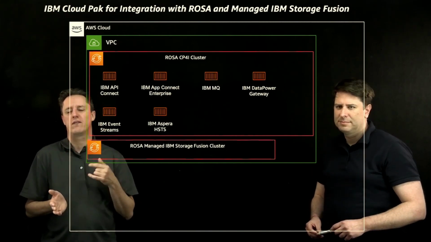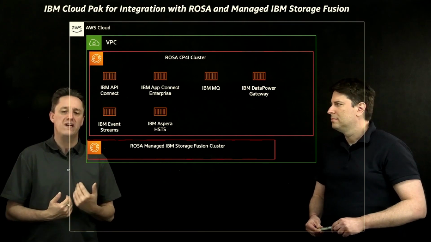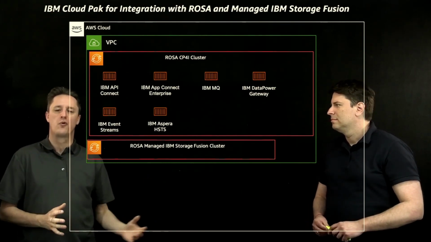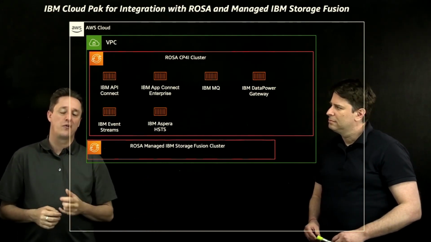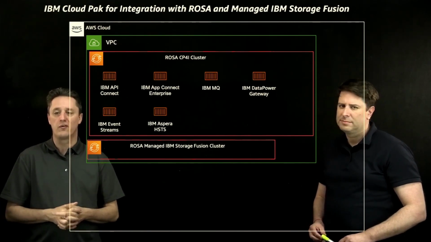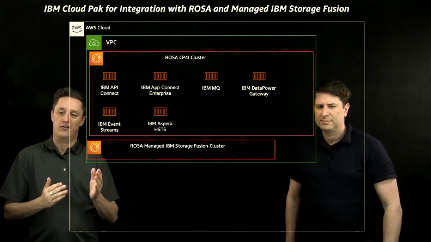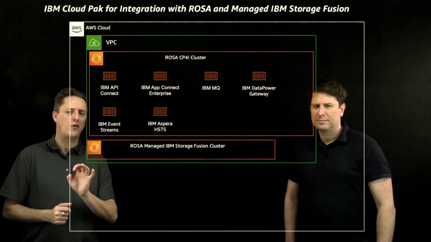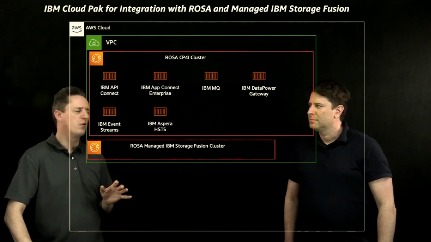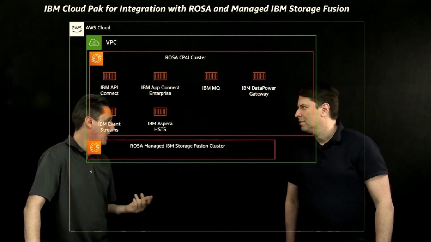Storage Fusion, but in order to take advantage of ROSA as a managed OpenShift, you do need a managed version of the storage. So in the context of this, IBM Cloud Pak for Integration does support IBM Storage Fusion as well as the managed version thereof. But this is not the only storage layer. I think what we'll do is we're going to spend some time focusing on this one, and then we'll come back to what are some of the other options.